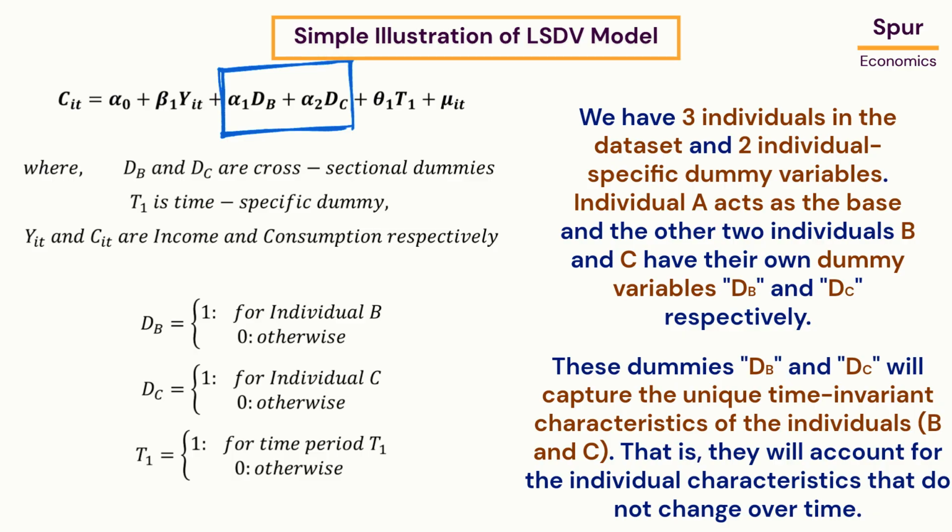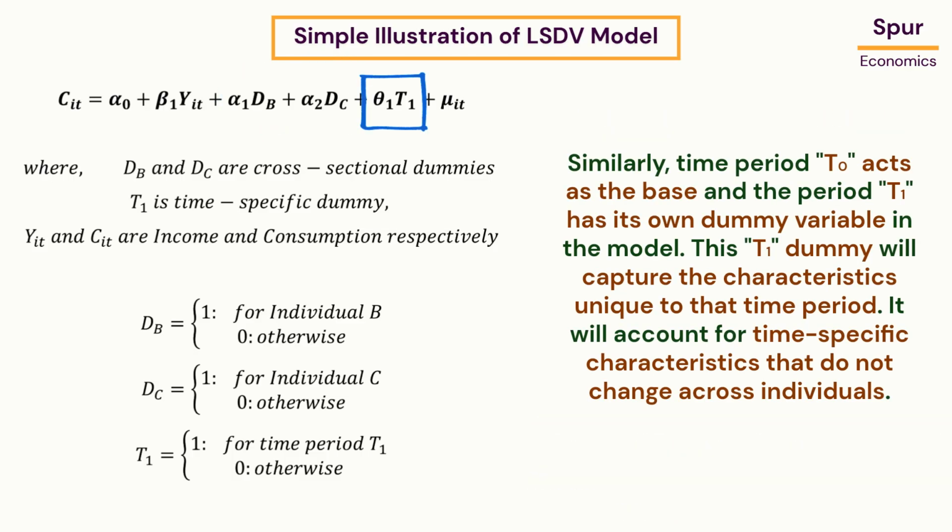That is, they will account for the individual characteristics that do not change over time. Similarly, time period T0 acts as the base and the period T1 has its own dummy variable in the model.